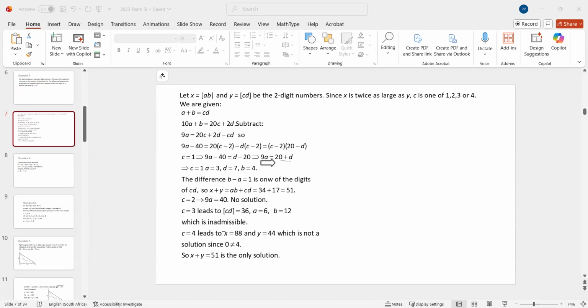And once you conclude d is 7, you already know that c is equal to 1. So your number y will be 1, 7, you see? So it's 17. And x is twice that number, so x will have to be 34. So those are the only solutions. And x plus y is the question. You've got 17 plus 34 is 51. All right, so I just wanted to explain that.